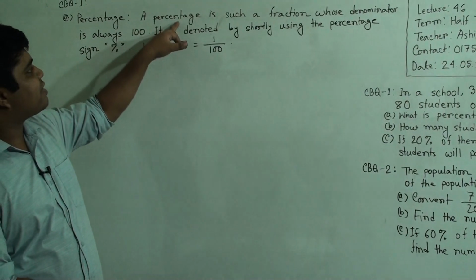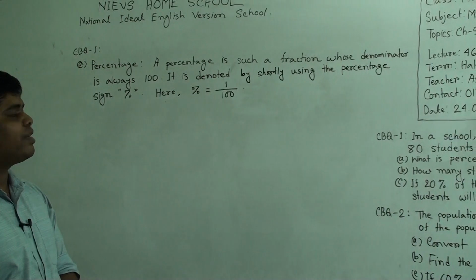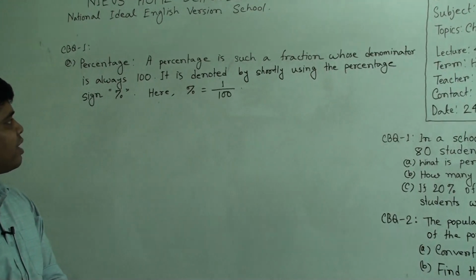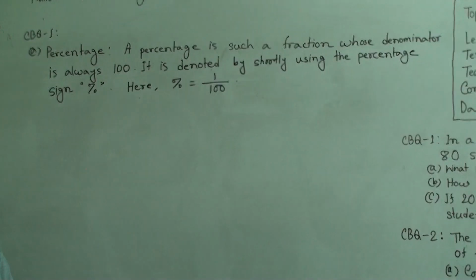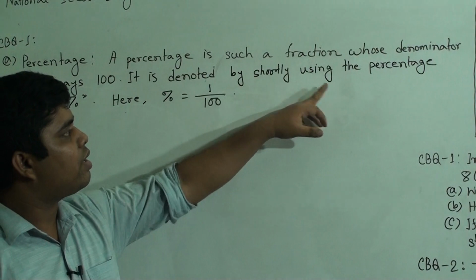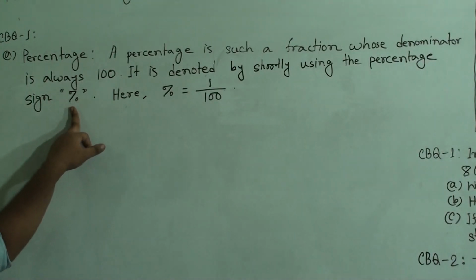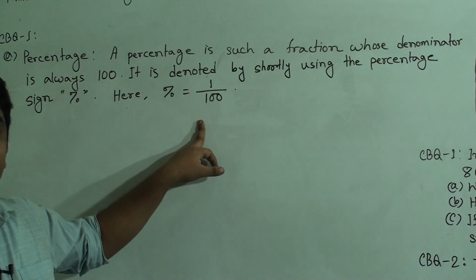Percentage. A percentage is such a fraction whose denominator is always 100. Dear students, I repeat, a percentage is such a fraction whose denominator is always 100. It is denoted shortly using the percentage sign. That means this sign. Here percentage means 1 by 100.